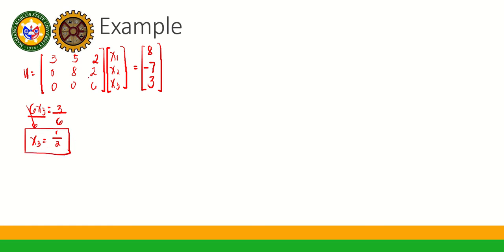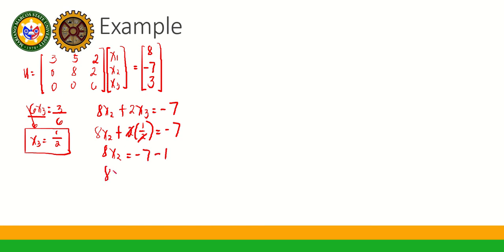Okay, so for our second row, we have 8x sub 2 plus 2x sub 3 equal to negative 7. So, substitute natin dito si 1/2. So, 8x sub 2 plus 2 times 1/2 equal to negative 7. Of course, this is equal to 1. So, 8x sub 2 equal to negative 7. Transpose natin, minus 1. So, 8x sub 2 is equal to negative 8. Divide both sides by 8. X sub 2 is equal to negative 1.